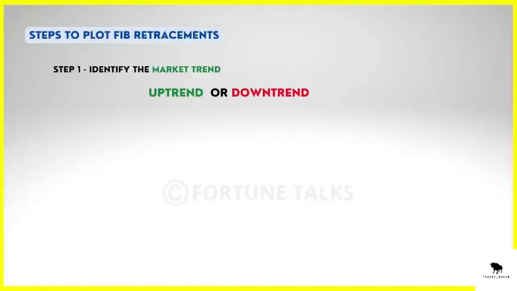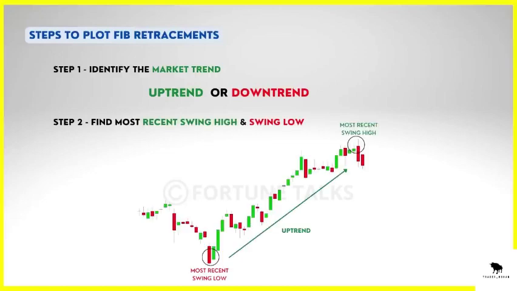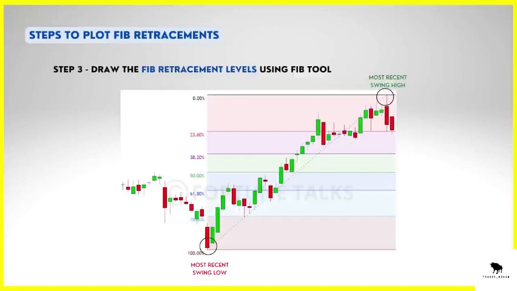Now, in order to find these Fibonacci retracement levels, you have to identify the existing trend in the market, be it an uptrend or a downtrend, and then you have to find the most recent significant swing highs and swing lows. If you don't have any idea about price swings and trends, then you can watch my video on market trends, or you can even watch the entire price action course for much more clarity. Once you have identified the trend and the most recent swing levels, you can use the Fibonacci retracement tool to draw the required levels.